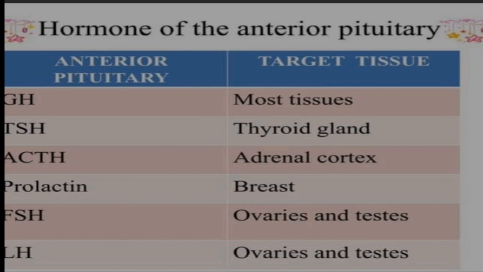Hormones of the anterior pituitary. First is growth hormone, whose target is most tissues. Another is thyroid stimulating hormone, specifically targeting the thyroid gland. ACTH, adrenocorticotropic hormone, has the adrenal cortex as its main site. Another is prolactin, whose main function is in the breast area. Another is FSH, for ovaries and testes. LH, luteinizing hormone, targets the ovaries and testes.